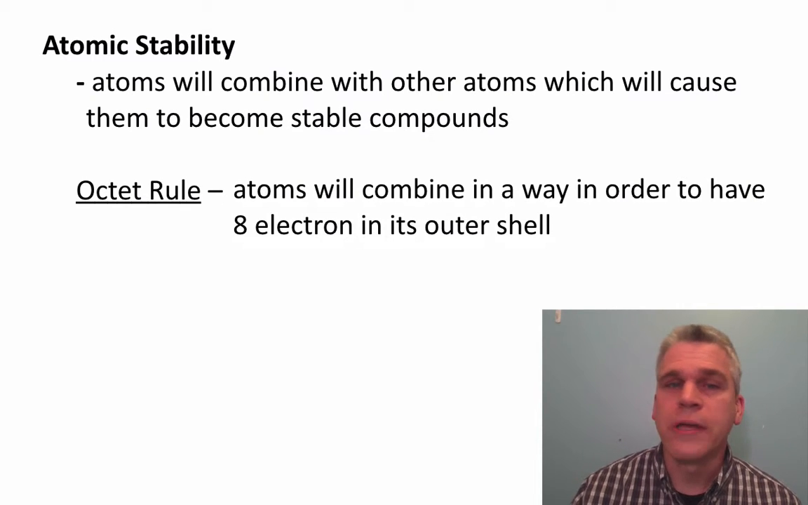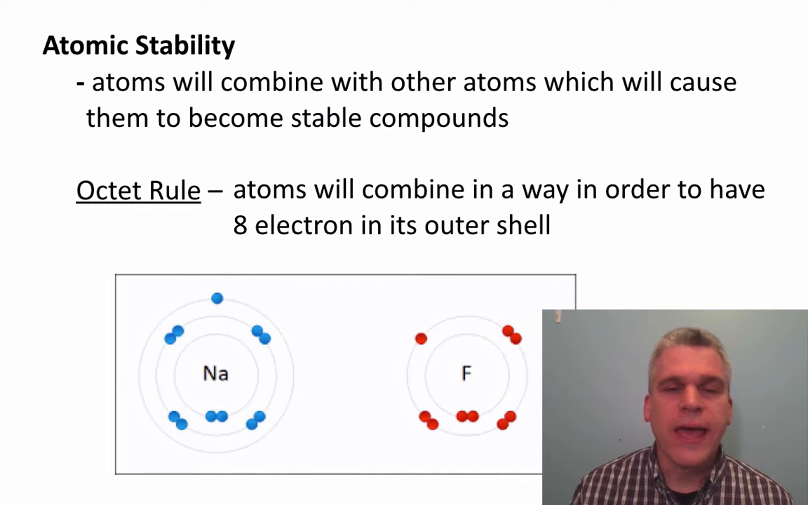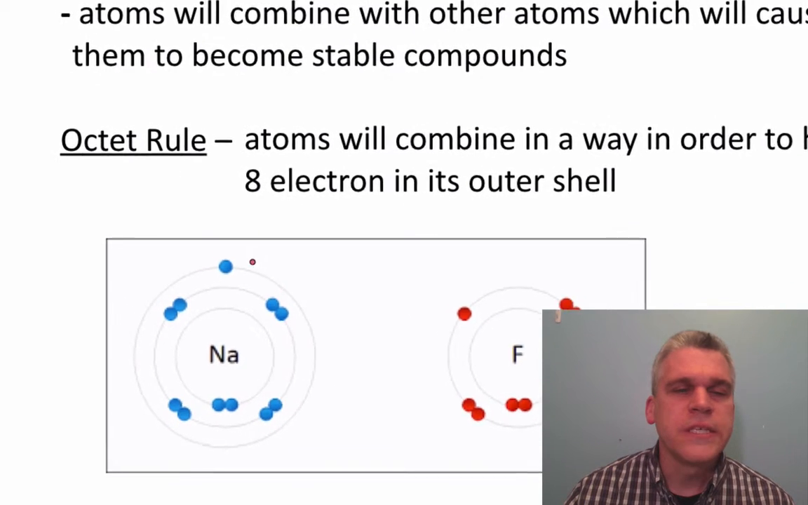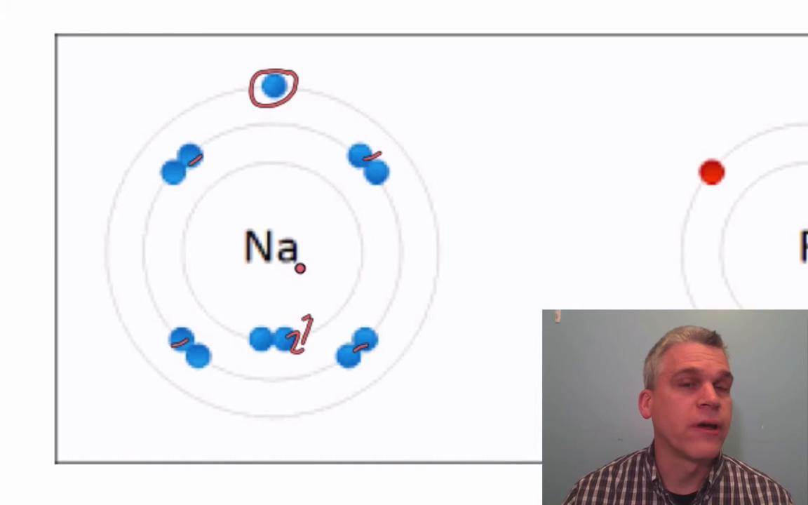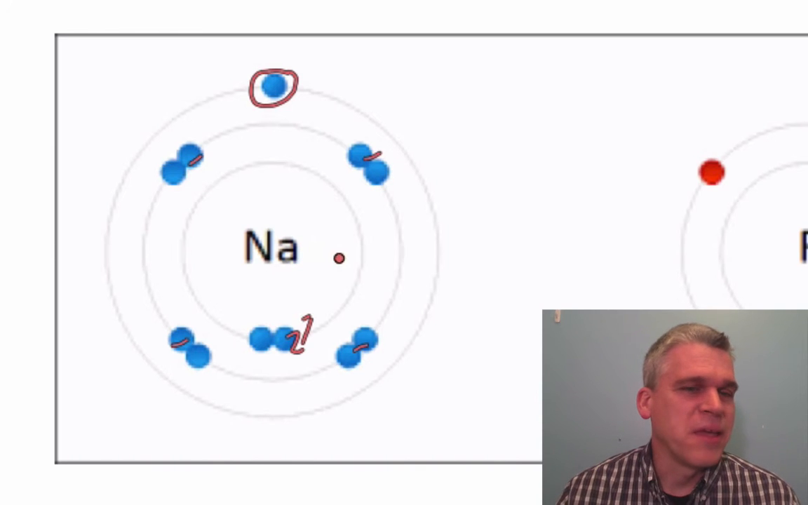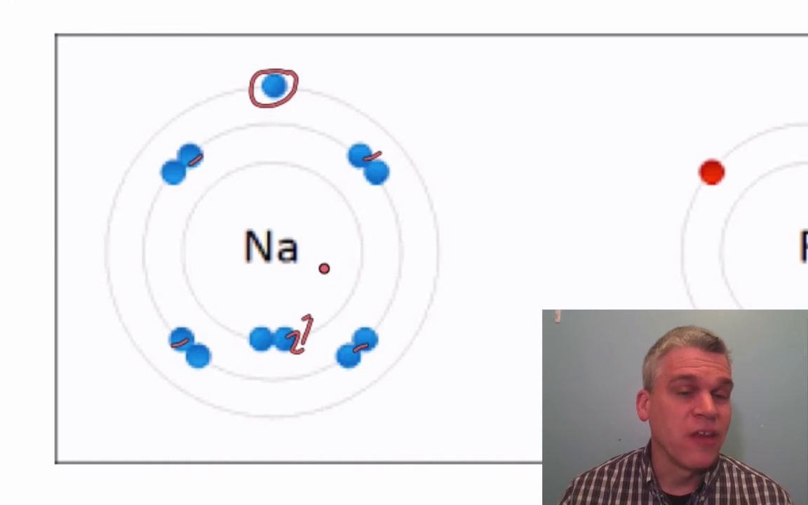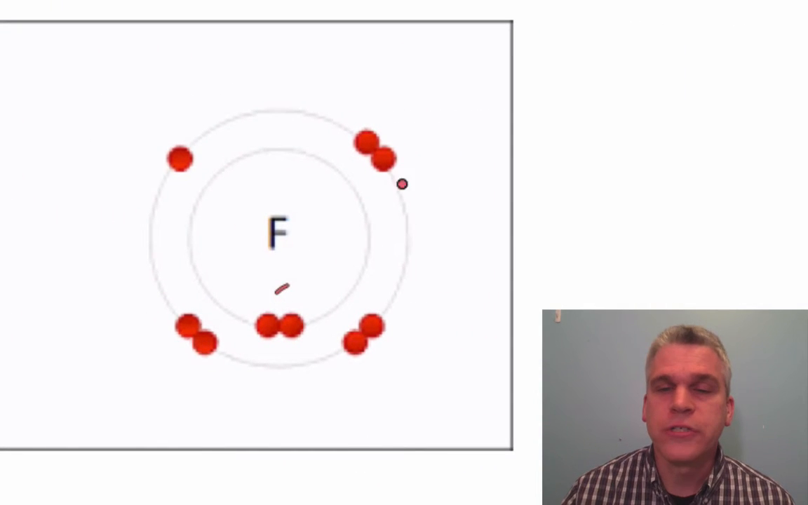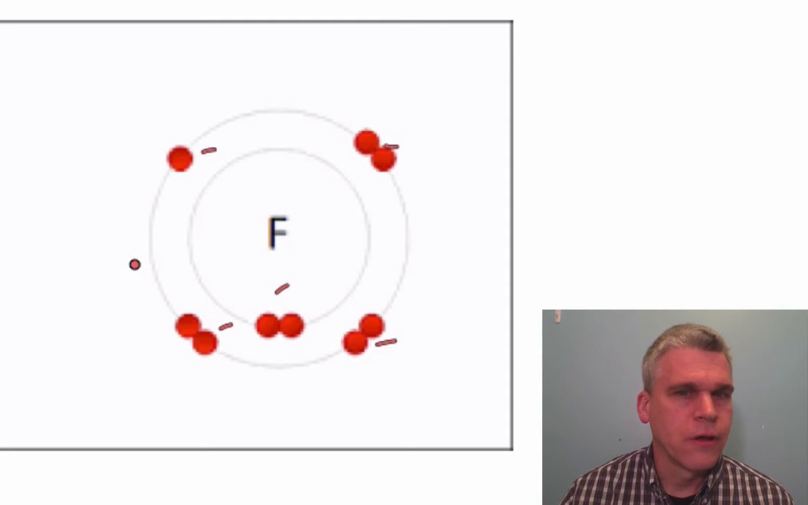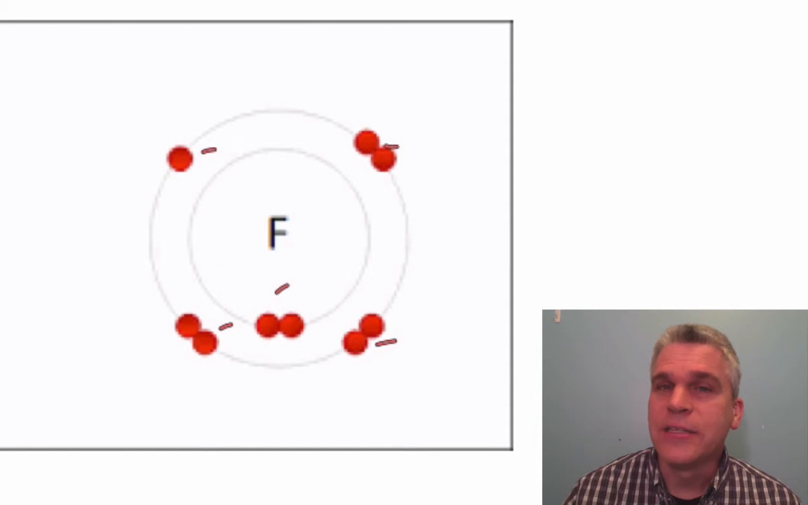So for instance, we were drawing atoms earlier. And if we look at sodium, we see that sodium has 2 electrons on the first shell. It has a total of 2, 4, 6, 8 electrons on the second shell, but it only has 1 electron on that outer shell. That makes sodium not very happy. In other words, it makes it very reactive. Fluorine, on the other hand, has 2 electrons on the first shell. It has 2, 4, 6, 7 electrons on its outer shell. It needs 8 to be happy.